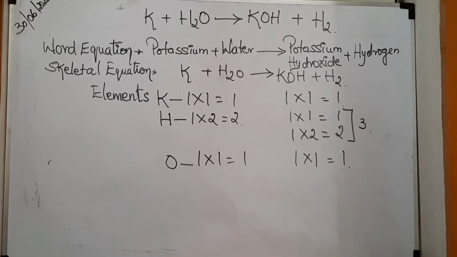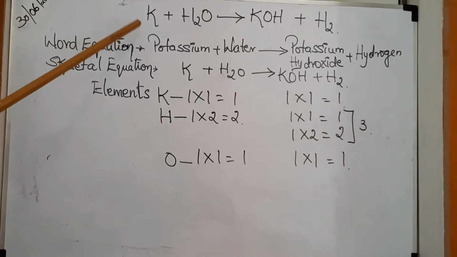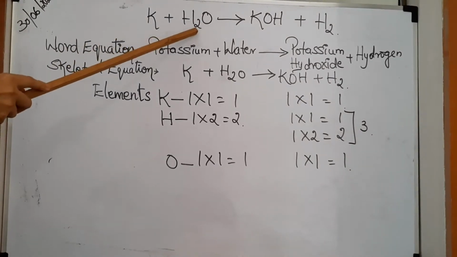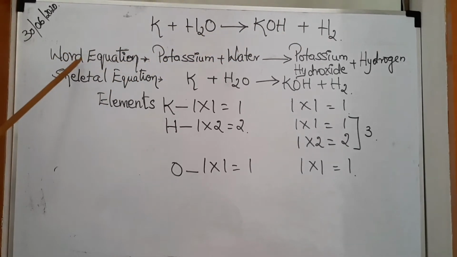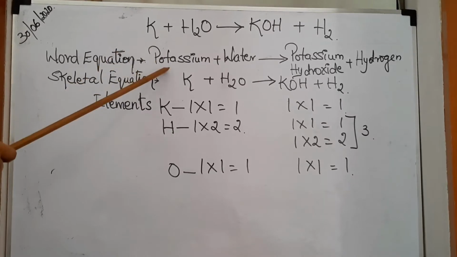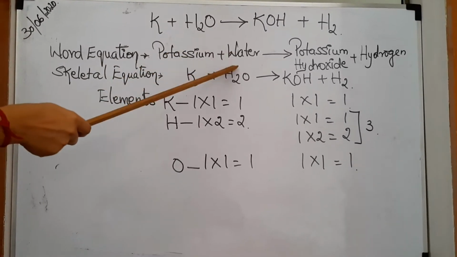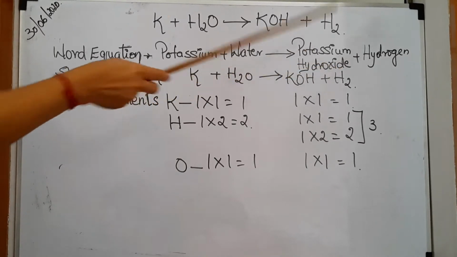Children, in today's class, we will see the next chemical equation. K plus H2O gives KOH plus H2. The word equation can be written like this: potassium plus water gives potassium hydroxide plus hydrogen.